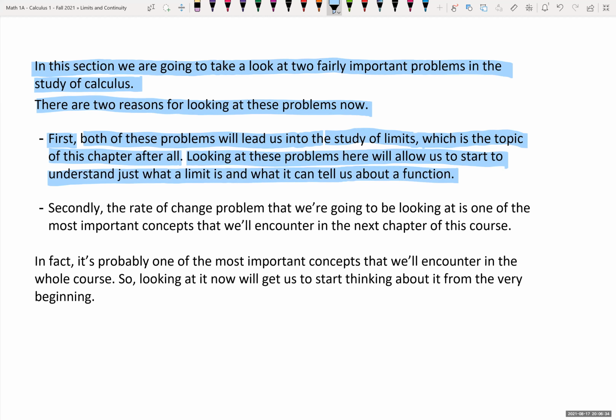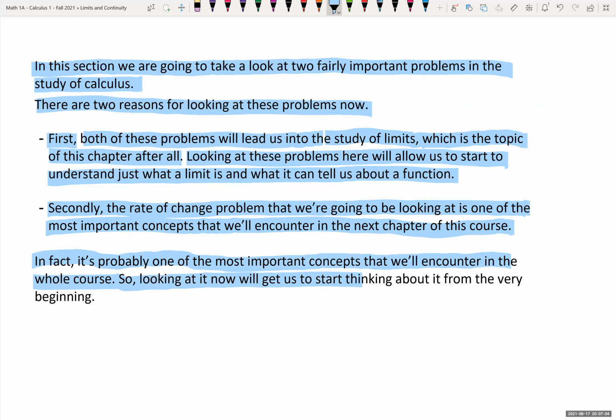Some of you might have some previous knowledge of calculus and know what a limit is. Secondly, the rate of change problems are where we're going to start looking at one of the most important concepts, which we're going to encounter in the next chapter of this course, which is the derivative. We'll talk more about that later on. It's probably one of the most important concepts that you'll encounter in the whole course, so looking at it now gives us a start on thinking about it from the very beginning.